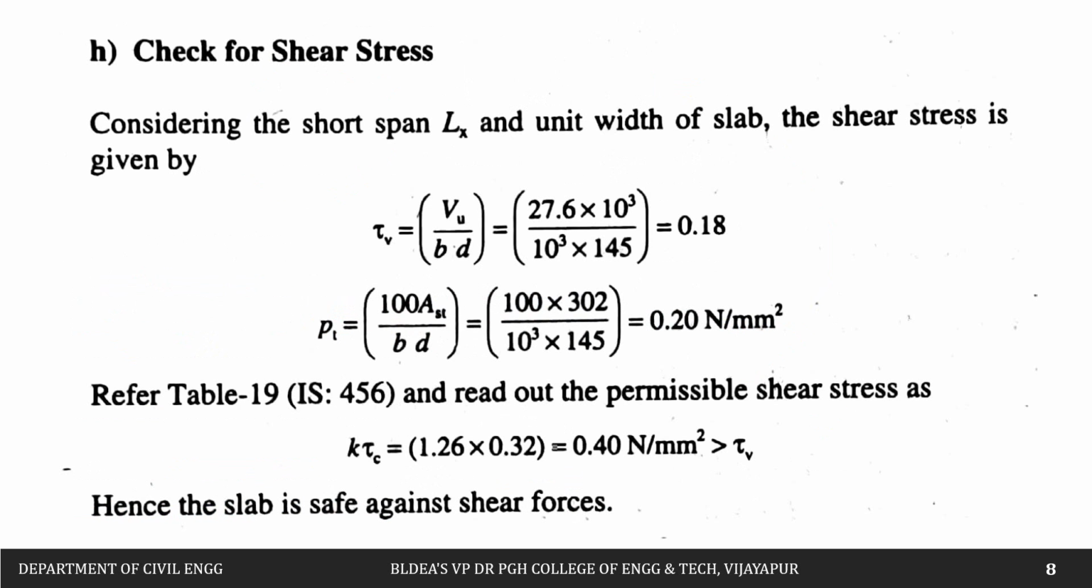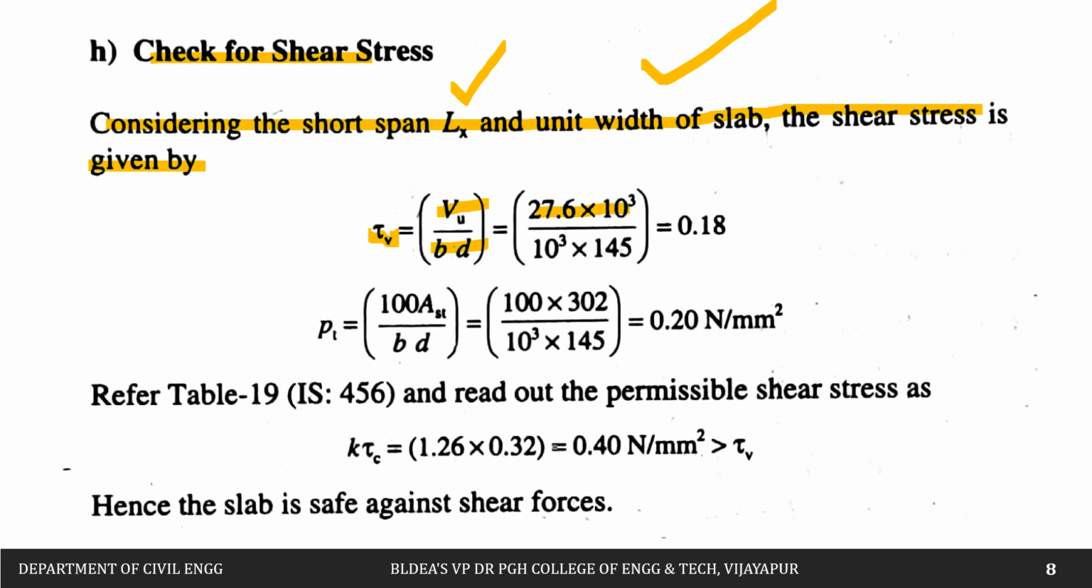Then next is, let us try to check for shear stresses. Considering the short span Lx and unit width of the slab, the shear stress is given by, always we have to take short span, and always we are considering the unit width, that is for 1 meter we are going to design. So tau is equal to Vu by B into D.